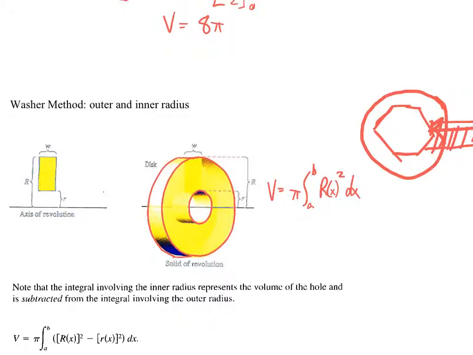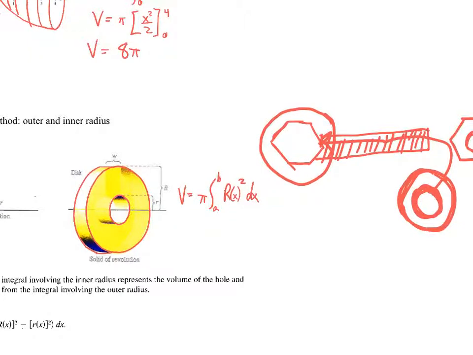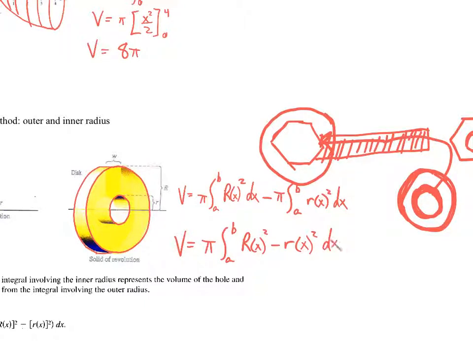Okay, so how much do I need to subtract? Well, I'm going to do the same thing here. Pi times the integral from a to b of the inner radius squared dx. Okay? And based on our distributive property and also the properties of integrals, we could rewrite that so that our volume is going to be pi times the integral from a to b of capital R of x squared minus lowercase r of x squared dx.